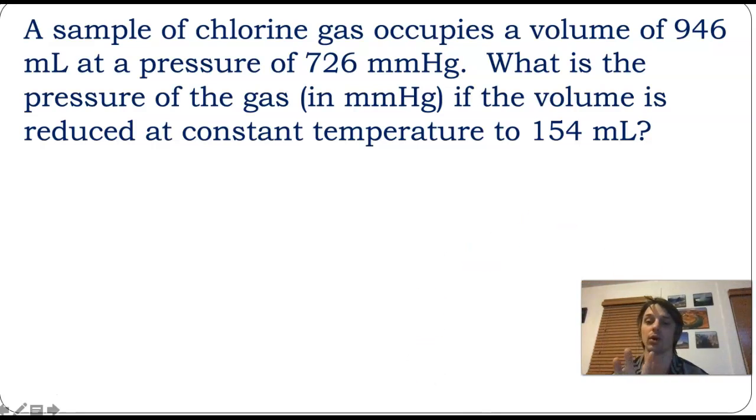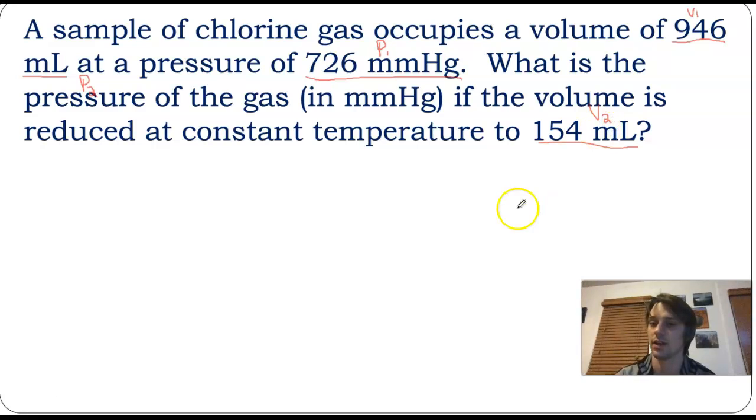Here's a quick question, and then I'm going to have you do a few. A sample of chlorine gas occupies a volume of 946 milliliters. There's my volume, at a pressure of 726 millimeters of mercury. There's my pressure. You might put a P1 and a V1 here, because these two go together. What is the pressure? I'm looking for my new pressure if the volume is reduced to 154 milliliters. That's my V2. So these are the variables that I know.